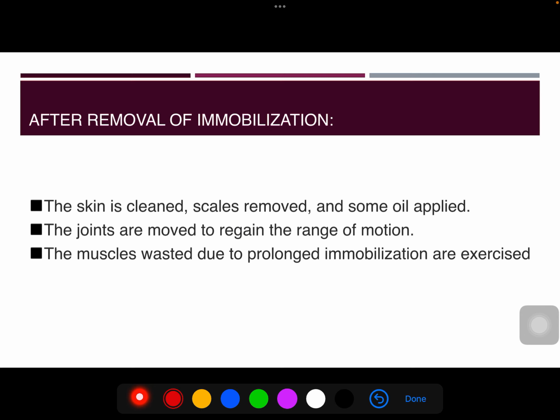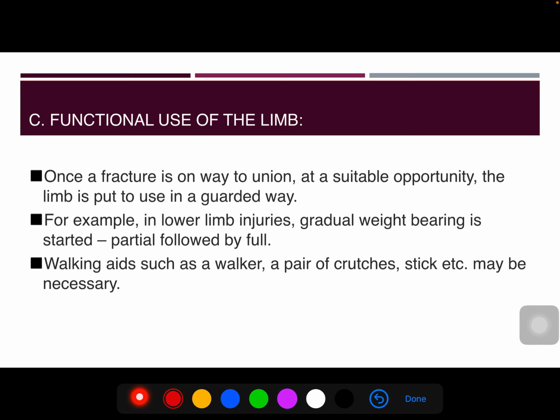After removal of the immobilization, the skin is cleaned, dead skin removed, and some oil applied. The joints are moved to regain the range of motion, and the muscles wasted due to prolonged immobilization are exercised. Once the fracture is on its way to union, at a suitable opportunity, the limb is put to functional use in a guarded way.